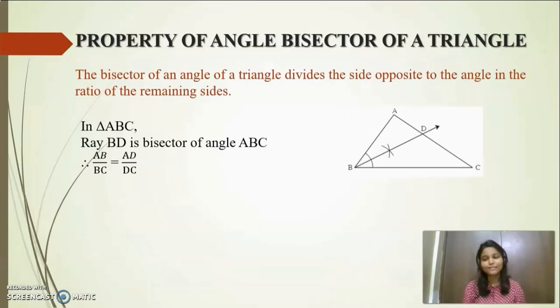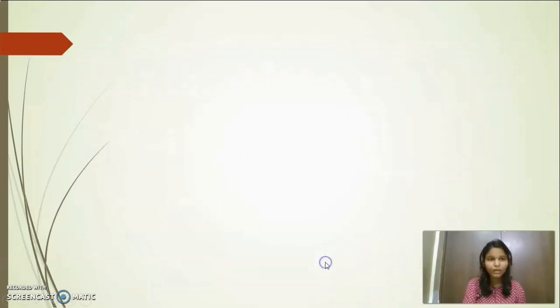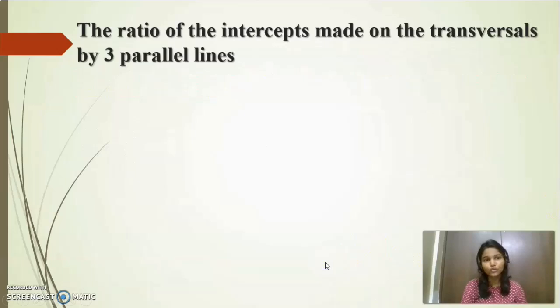So students, we have seen when we use the basic proportionality theorem, when we use the converse of the basic proportionality theorem, and when we are going to use the property of an angle bisector of a triangle. Now let us see one more thing. Now let us see when we are going to use the ratio of the intercepts made on a transversal by three parallel lines. What are they saying to you? The ratio of the intercepts made on a transversal by three parallel lines.